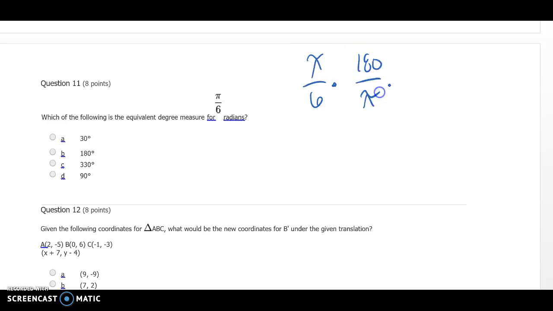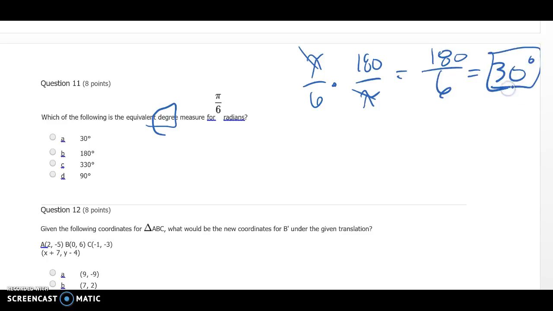And you know you're doing good if you're going to degrees and the pi's cancel, and the pi's will cancel here. So that'll just be 180 over 6, and that's 30 degrees. That's the answer, choice A. So no problem there. Just knowing that if you got to go backwards from radians to degrees, you got to multiply by the opposite. Not by 180 over pi, but pi over 180.